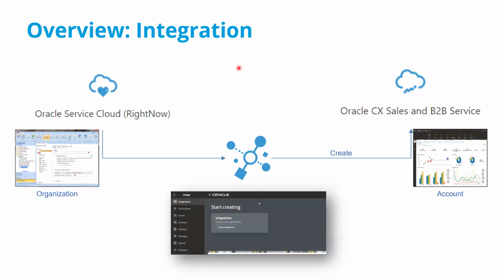This is a screenshot of OIC, the latest version, which is Gen 3, the third generation of OIC. The middleware called OIC will listen from the left side and then create something or push something to the right side.